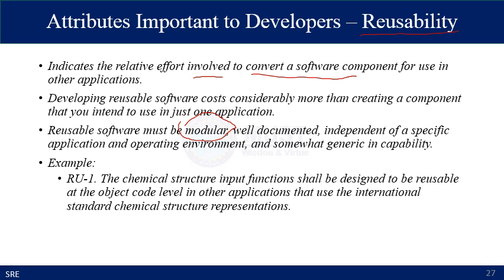And most reusable components are devised as DLL, dynamic link library files, which can be embedded in multiple applications or web services. Some examples of reusability are where a service can be used by multiple applications. As an example, the chemical structure input functions shall be designed to be reusable at the object code level in other applications that use international standard chemical structure representations.